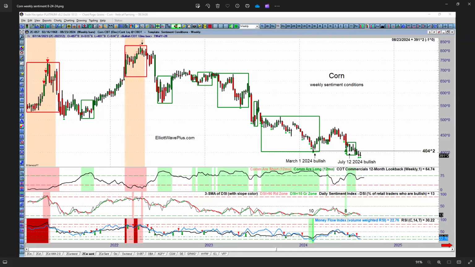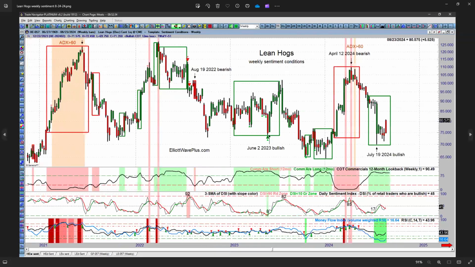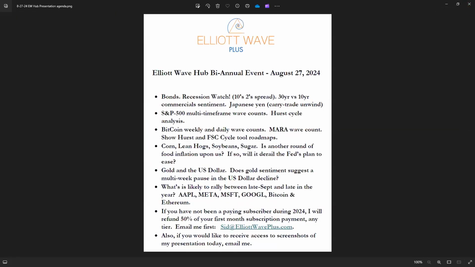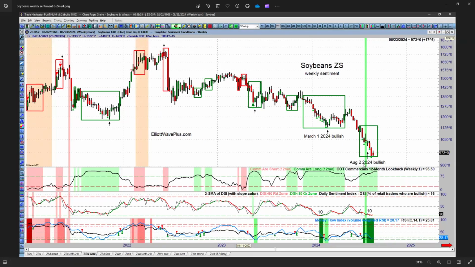Also on lean hogs. Another food-related item, we have commercials heavily long on lean hogs and retail very recently quite bearish. This is a perfect storm of bullishness on lean hogs. Also, I want to show soybeans. Soybeans has been getting creamed lately, but all of the indicators are indicating that we should see an important large cycle bottom on soybeans very soon.